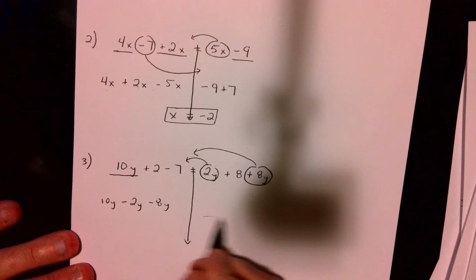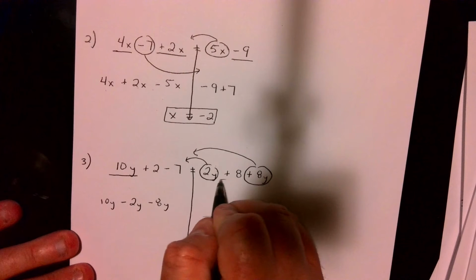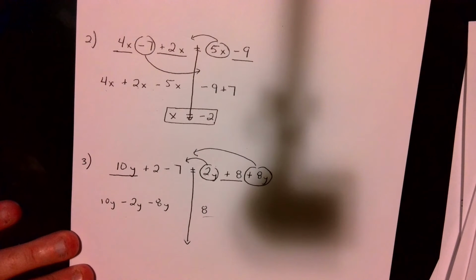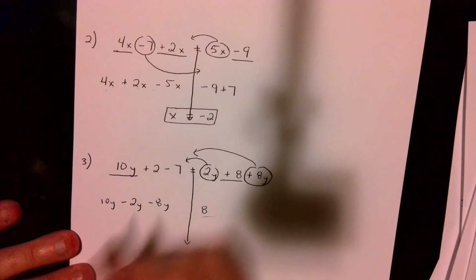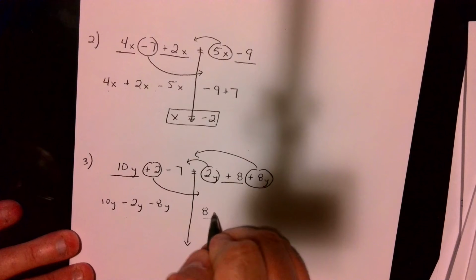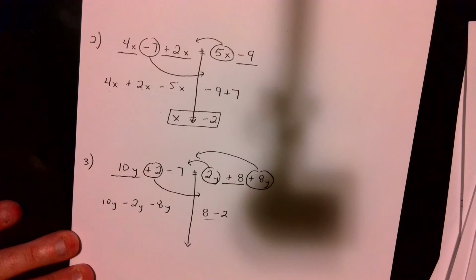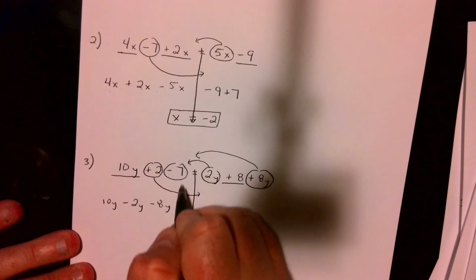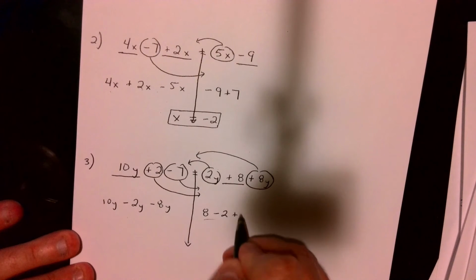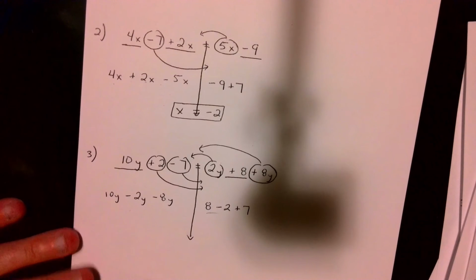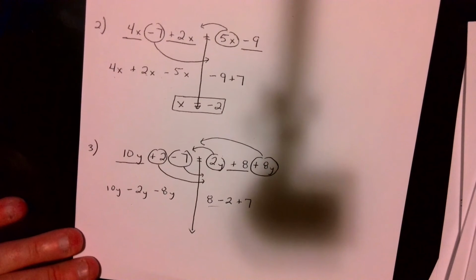Everything that doesn't have y should go on the right hand side. Currently over here right now we have a positive 8. He stays there. Over here I have a positive 2. He's going to come across and change to a negative 2. And this negative 7 is also going to come across and change to a positive 7. Notice how I underline and circle. Once again, if I'm doing it, you guys should be doing it.